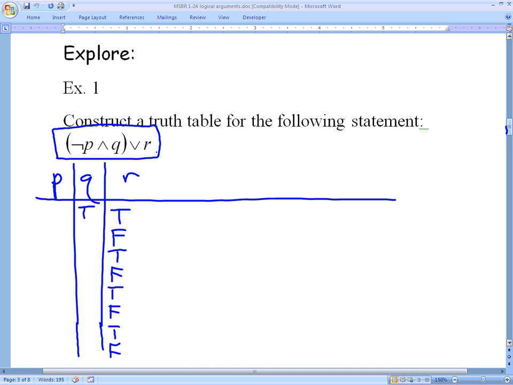For Q here, the second one would normally be TTFF, but again, we're doubling that. And the reason we're doubling all of these is so that now we can have our first one have 4 trues to go along with those combinations, and then 4 falses.